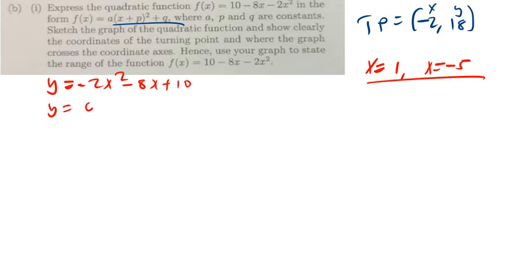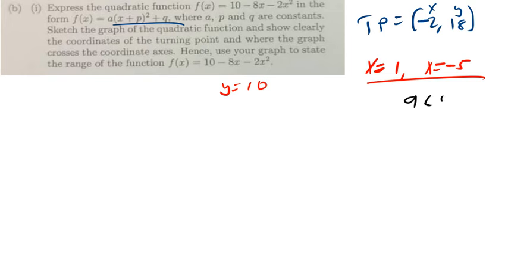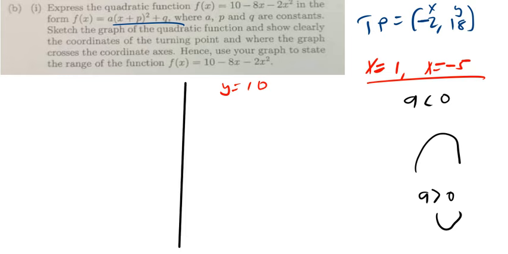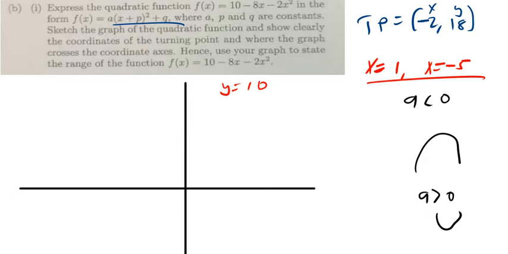Now that I have my coordinates, remember a is less than 0, so the graph will open downward. If a is greater than 0, the graph will open upward. That's what you should know. So before I even sketch, I know the type of graph I'm going to come up with. I have negative 5 and 1 as the x-intercepts, the turning point is negative 2, 18, and the y-intercept is 10.